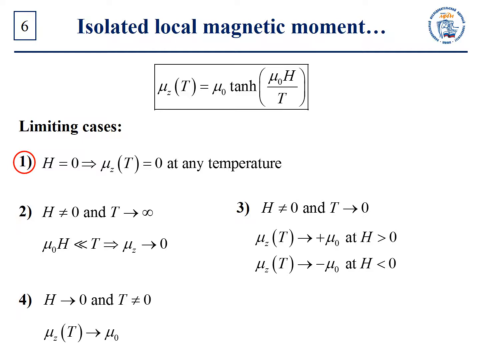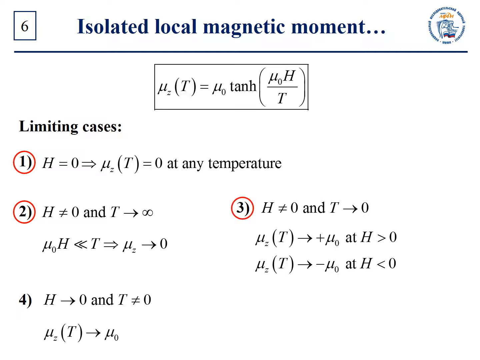The second limiting case. If the magnetic field is non-zero and temperature tends to infinity, then the μz tends to 0. Recall that μ0 is about 1 Kelvin per Tesla. So, at magnetic field equal to 1 Tesla, we have μ0h is about 1 Kelvin. Therefore, the condition μ0h is much less than t is right even at 10 Kelvin.